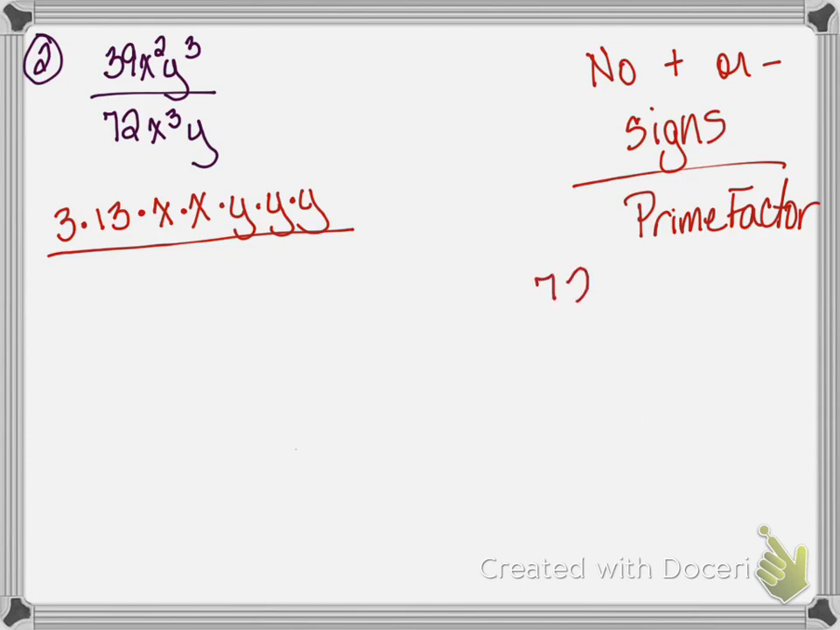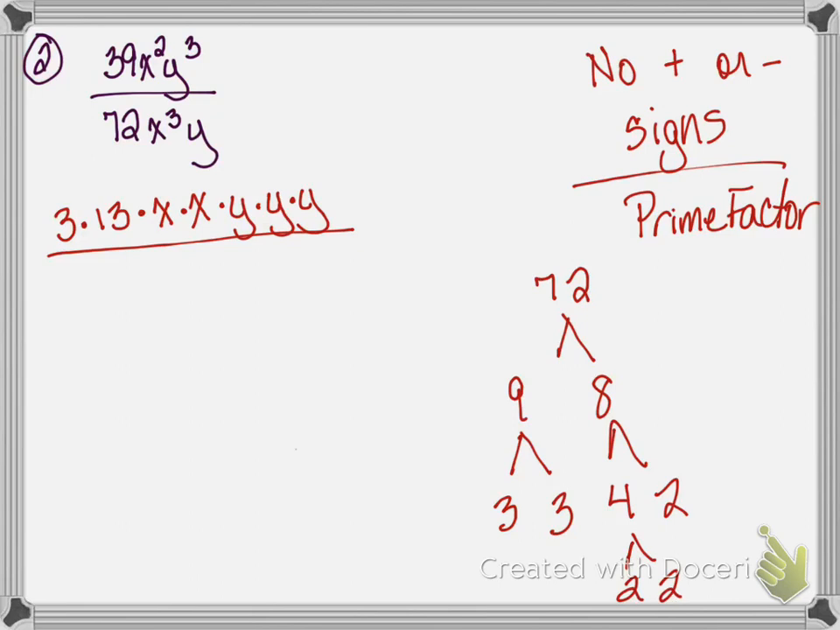72 breaks down to 9 times 8. 9 is 3 times 3. 8 is 4 times 2. And then what's 4? So our prime factorization here is 2 times 2 times 2 times 3 times 3. If you don't do the prime factorization for this, you might miss that 3 goes into both of those. That's a common one for people to miss.